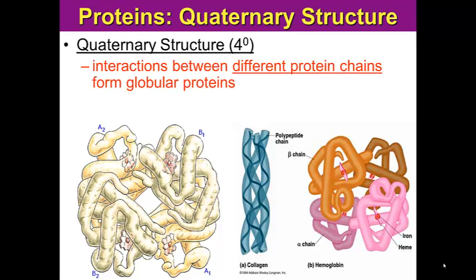A quaternary structure is interactions between different kinds of protein shapes to form proteins that are made up of more than one polypeptide chain. Examples of these are hemoglobin and different kinds of enzymes.